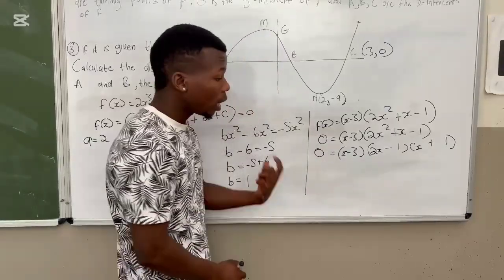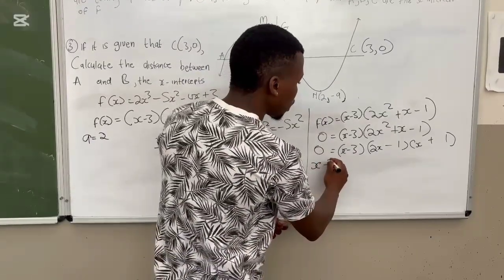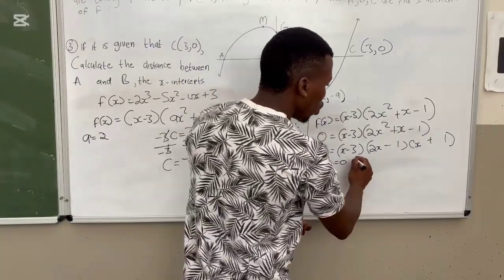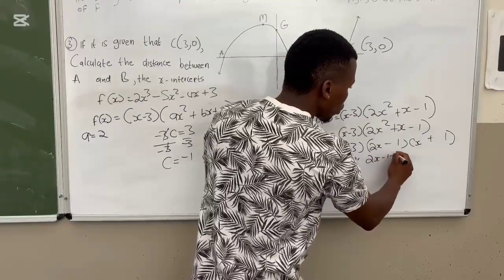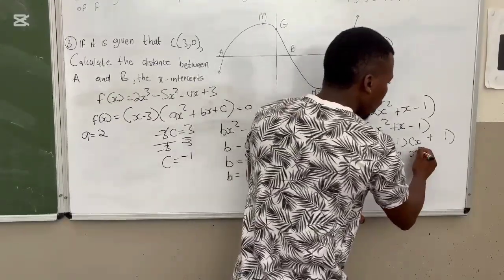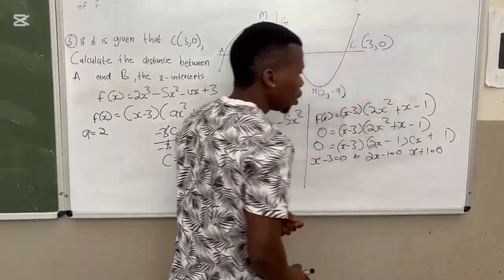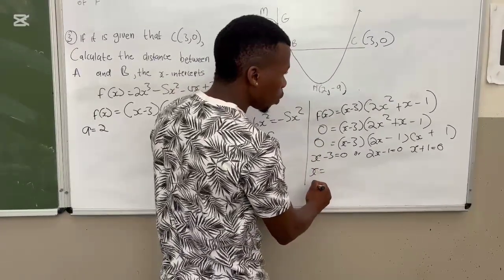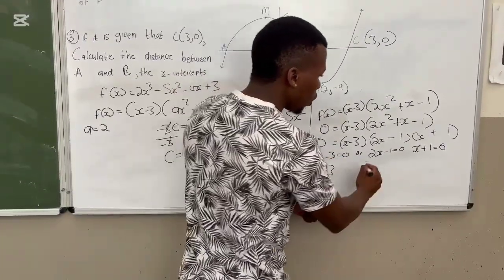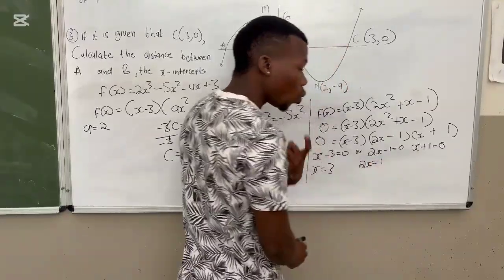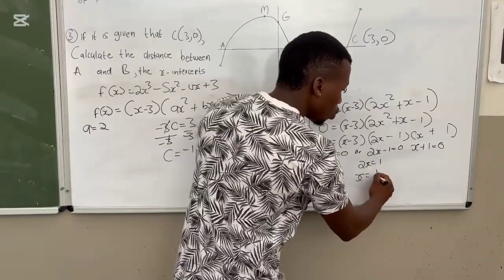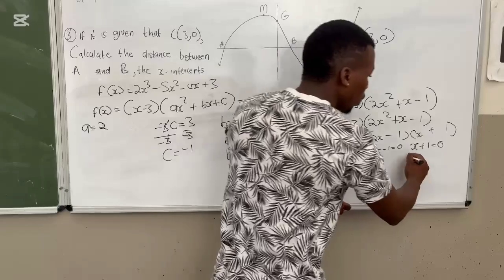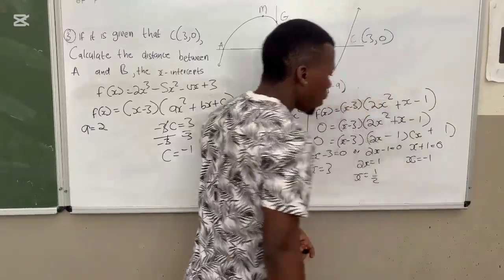This is going to be equals to 0. And then we say x minus 3 is equals to 0, or 2x minus 1 is equals to 0, or x plus 1 is equals to 0. Then this is going to be what? x is equals to what? 3. And then here we have 2x is equals to 1. It means x is equals to 1 over 2. Here we have x is equals to minus 1.